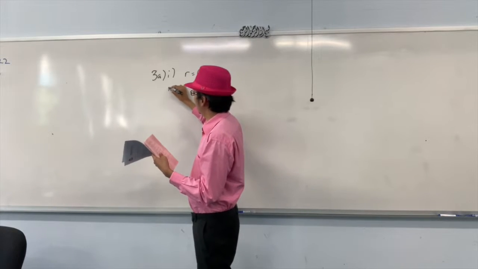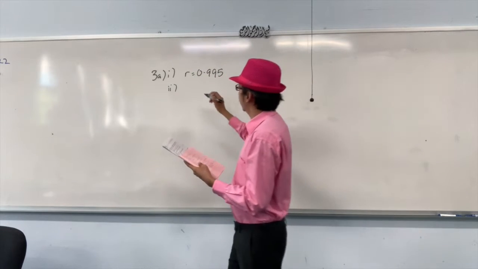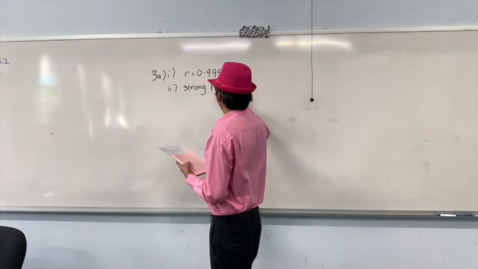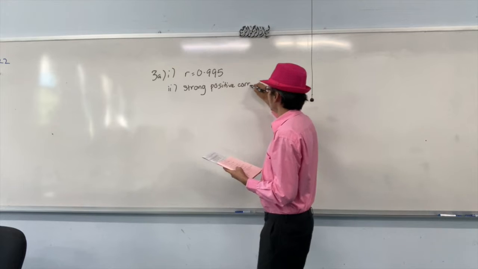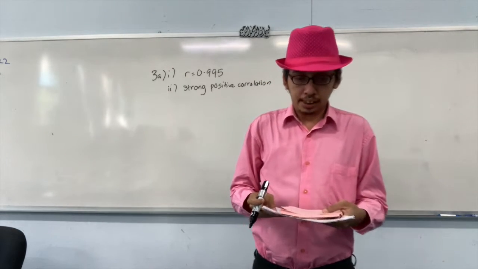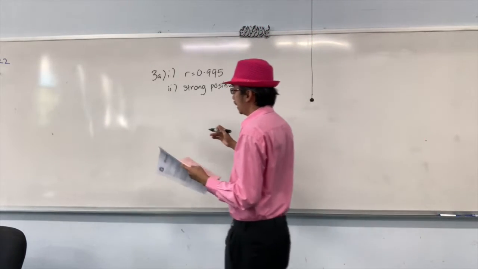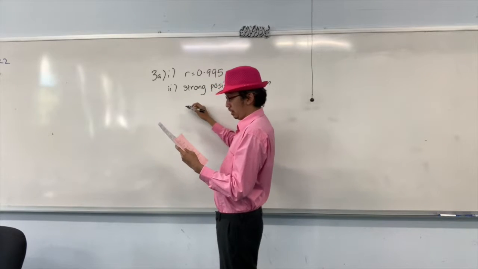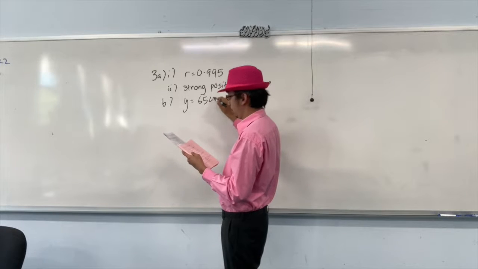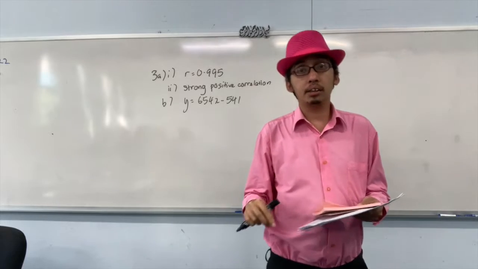Then they ask you to comment. Part 2 is comment on the result. So you say it is a strong positive correlation. For part B, they ask you to write the equation of the regression line. Again, it's all there when you press the calculate button. So part B will just be Y is equal to 654X minus 54, with everything rounded off to 3 significant figures.